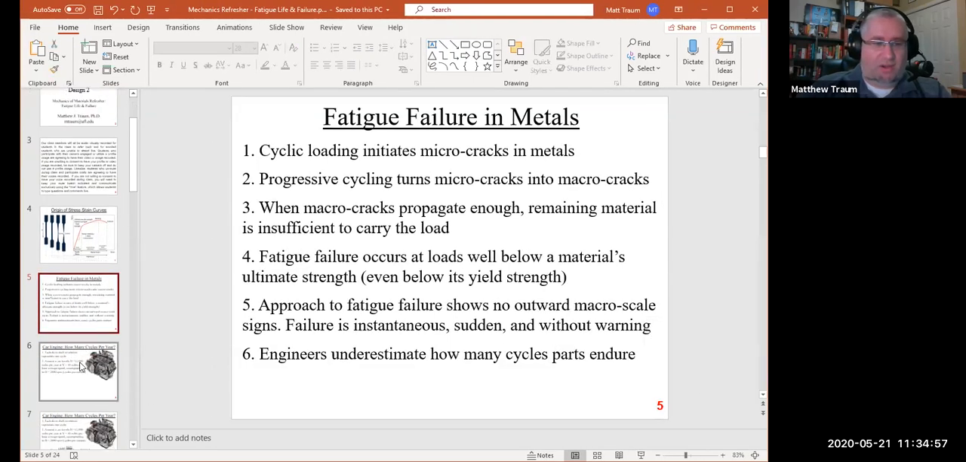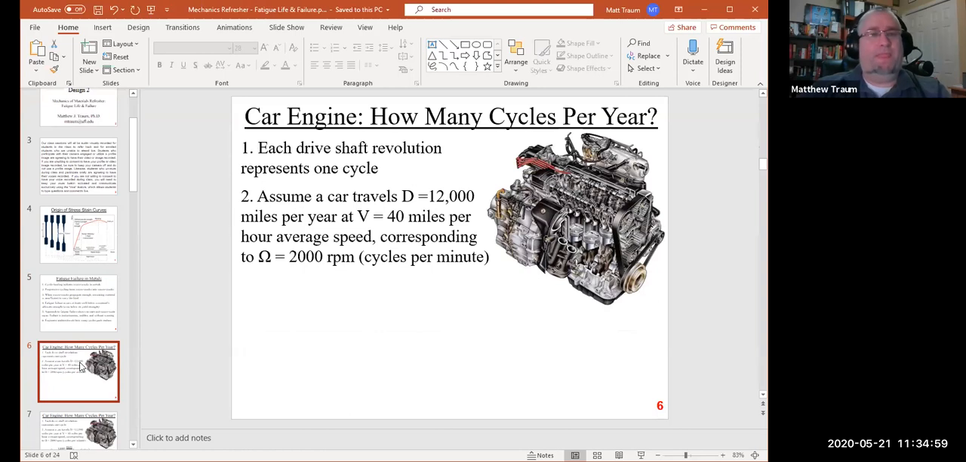And there's a cool example of this that I grabbed from, you guys might know Mike Griffiths, who's another one of the design instructors. So this is one that he suggested. So the question is, how many cycles per year does a typical car engine run?